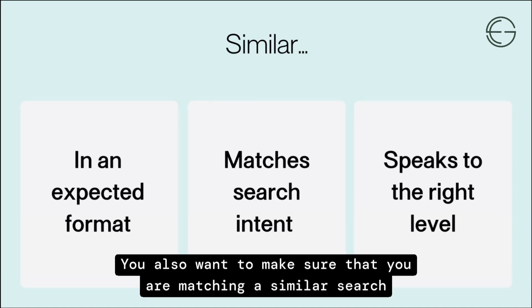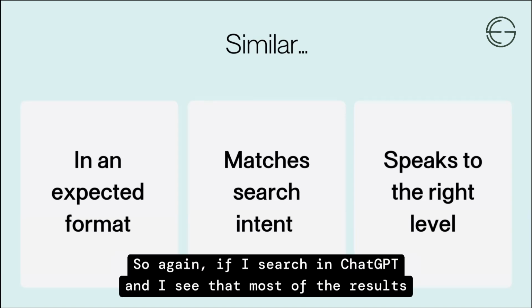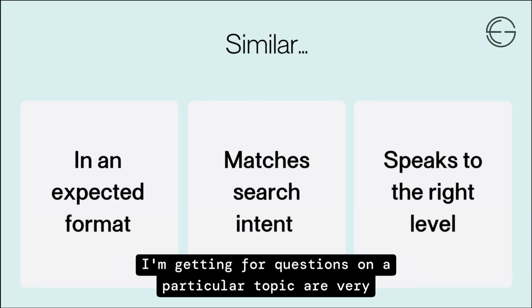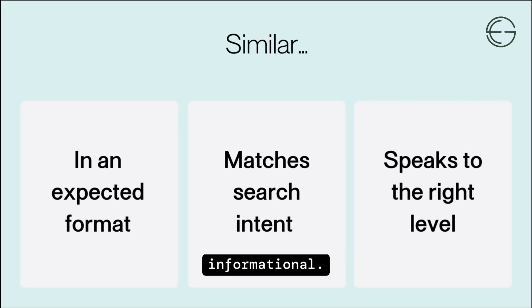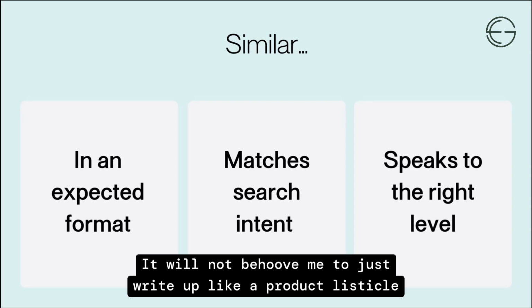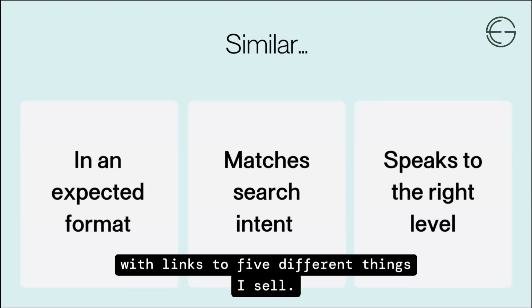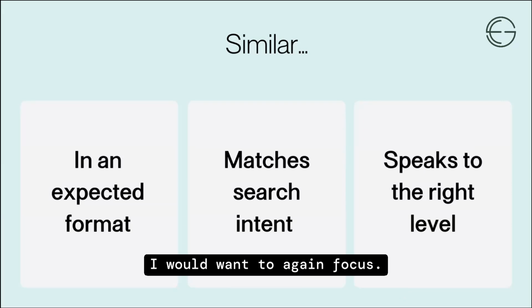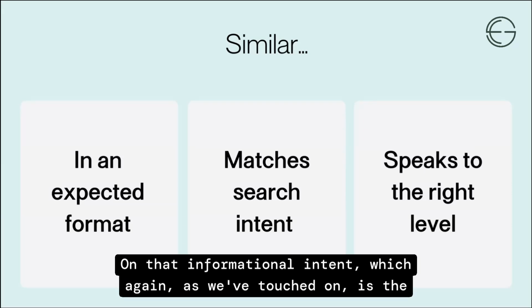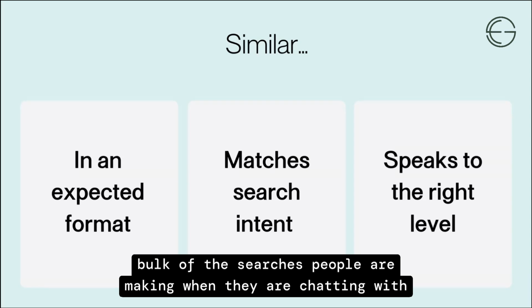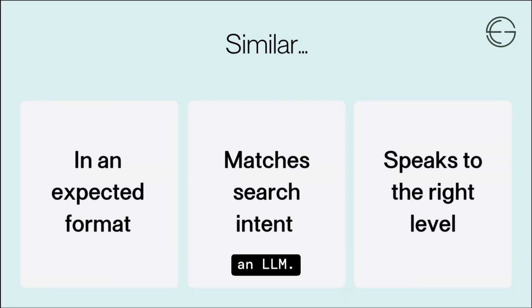You also want to make sure that you are matching a similar search intent. So again, if I search in ChatGPT and I see that most of the results I'm getting for questions on a particular topic are very informational, it will not behoove me to just write up a product listicle with links to 5 different things I sell. I would want to, again, focus on that informational intent, which, as we've touched on, is the bulk of the searches people are making when they are chatting with an LLM.